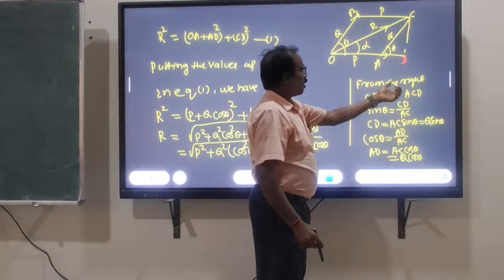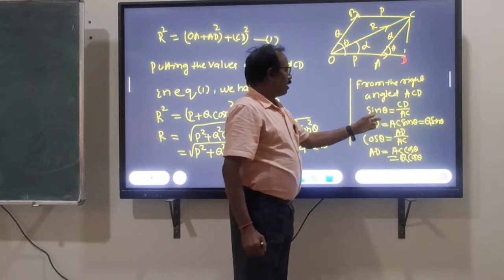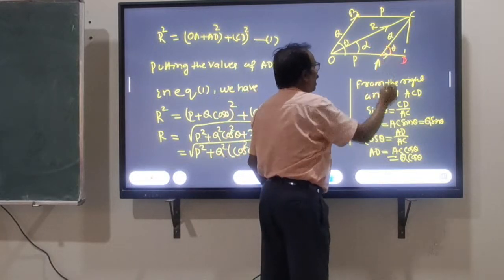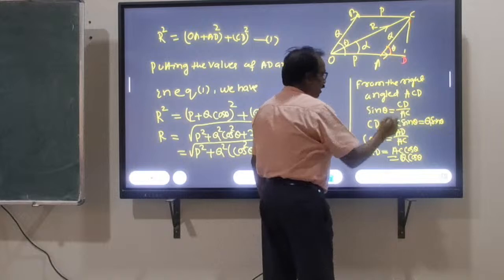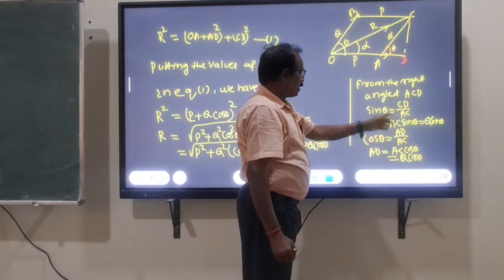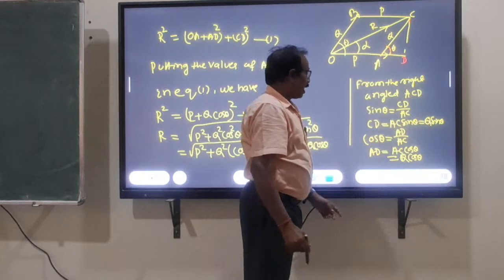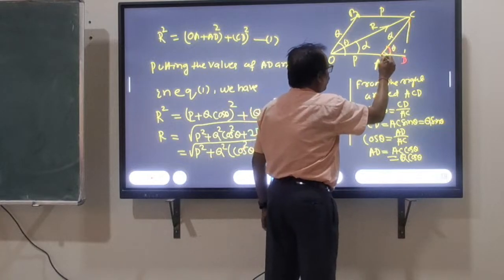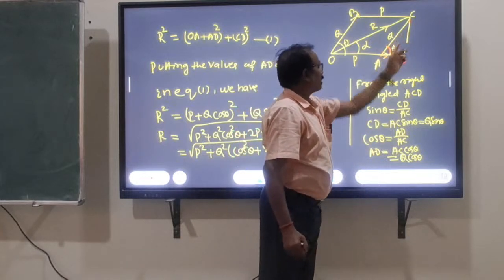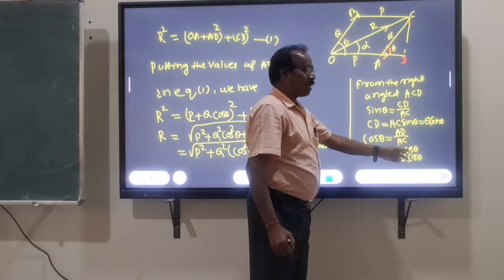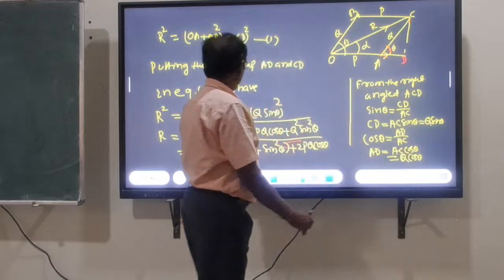Now, you see, from the right angle triangle ACD, sin theta is equal to height by hypotenuse, CD by AC, or CD is equal to AC sin theta. Here AC is equal to Q, so CD is equal to Q sin theta. Then cos theta is equal to AD by AC, or AD is equal to AC cos theta. You know that AC is equal to Q, that is AD is equal to Q cos theta.